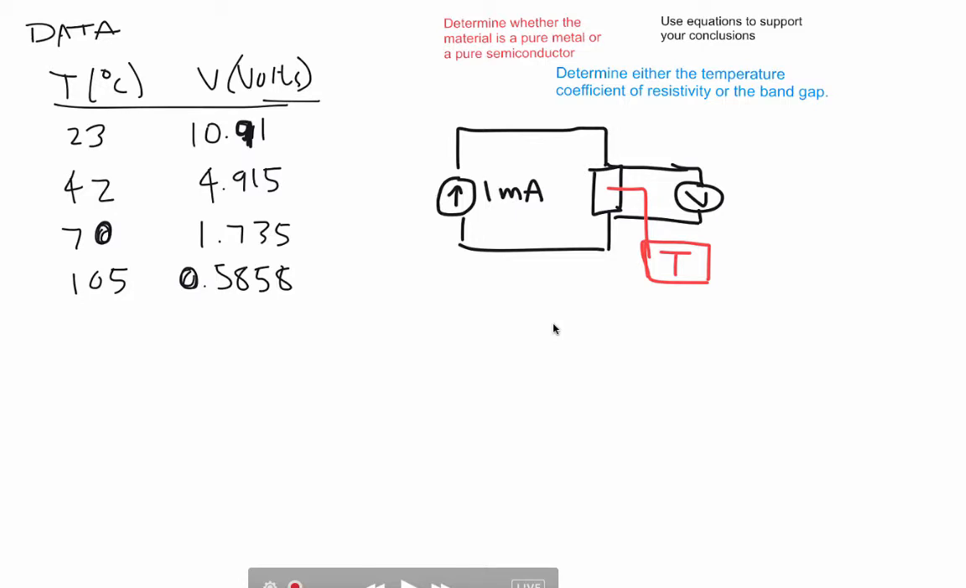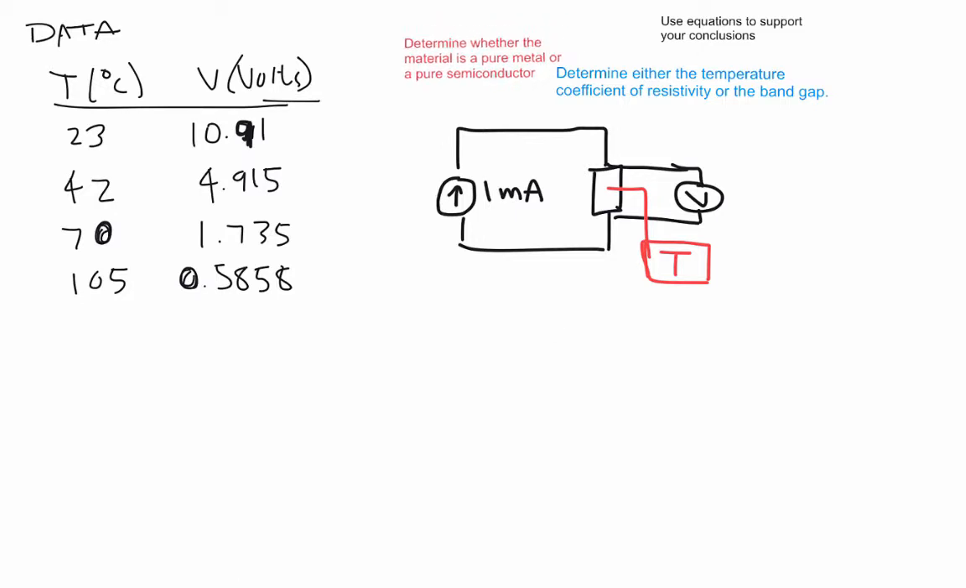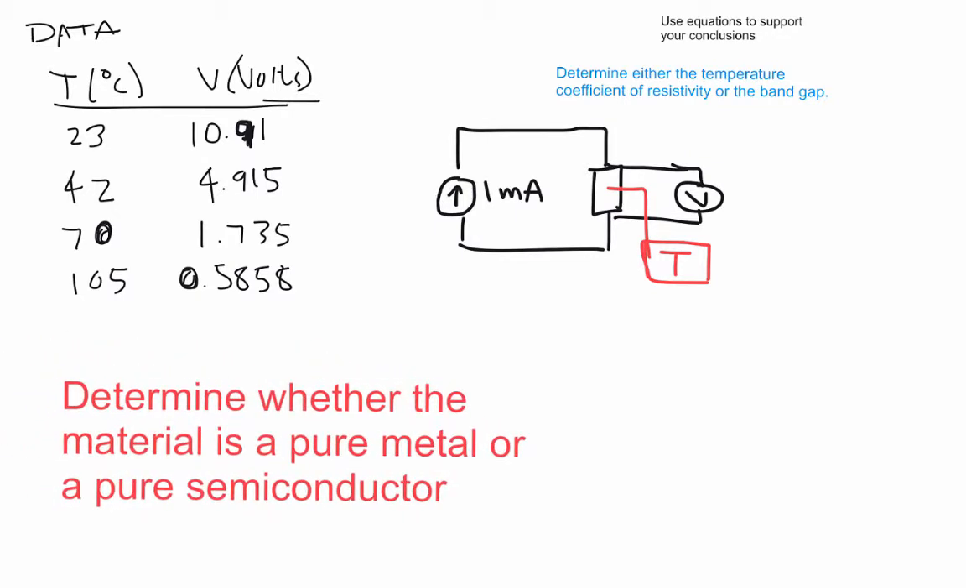Okay, in this assessment, you had a couple of different tasks. One was to determine whether the material that has this data with the temperature versus voltage in this circuit is a pure metal or a pure semiconductor. So let's just first of all take a look at the circuit.